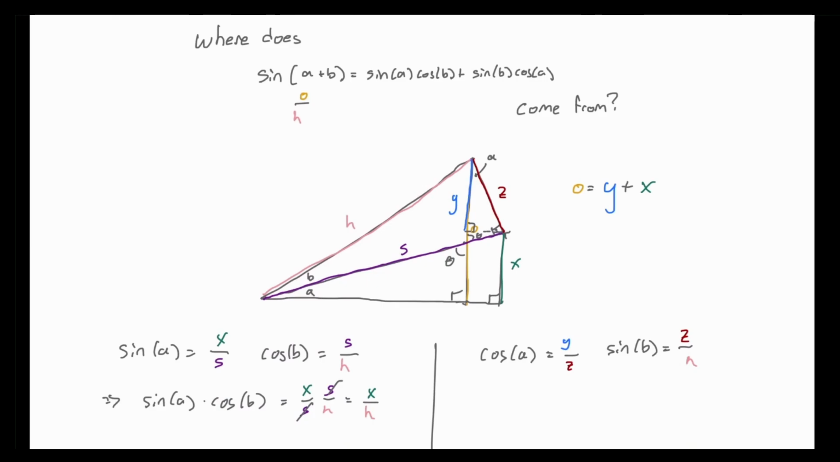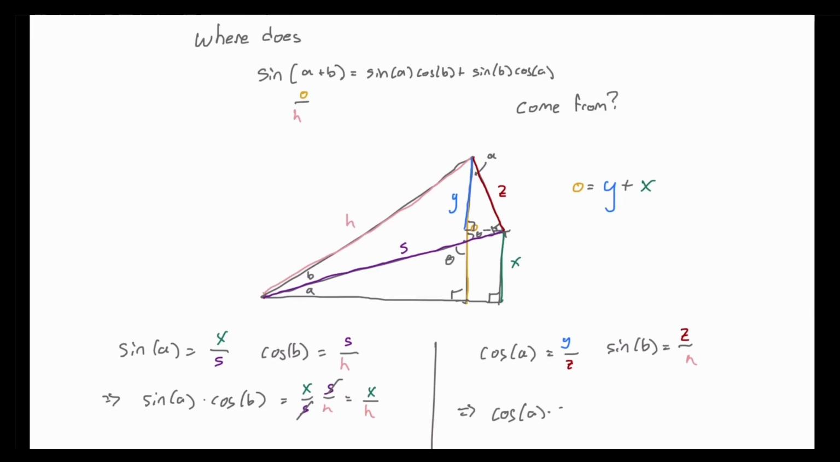Okay, so what if I multiply these two together? So that means that cosine of A times sine of B is the product of these two. So we have a Y over Z and a Z over H. And then, of course, we see the same cancellation happening over here. So I just end up with Y over H.